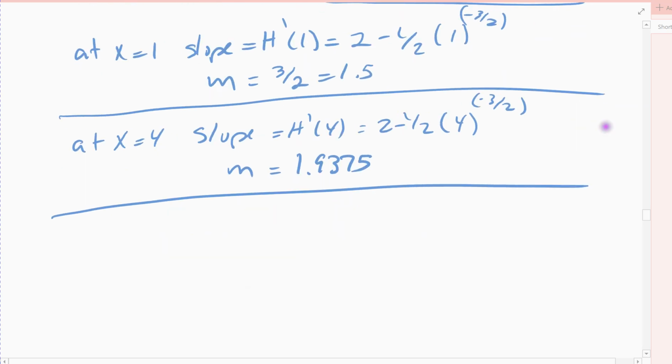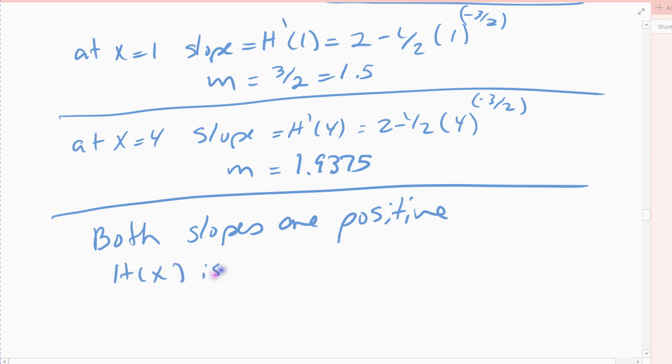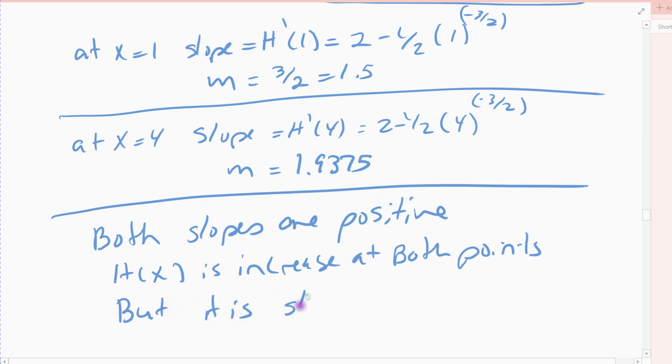Both of them are positive, so you can put this in your own words. Both slopes are positive, which means that h of x is increasing at both points, but it is slightly faster, I mean it is very slight, at x equals 4.